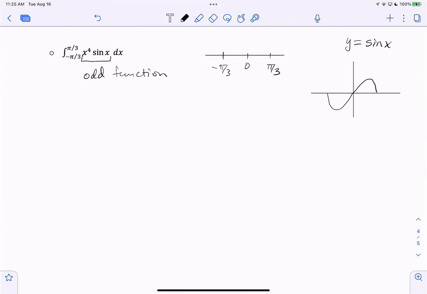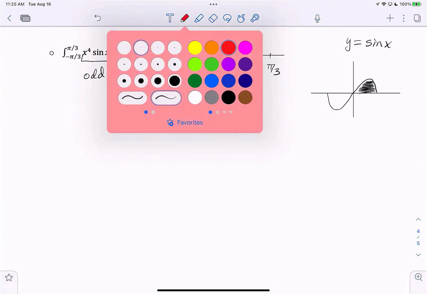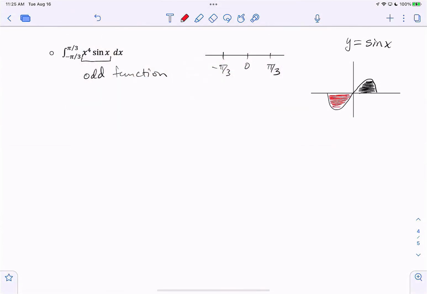then the amount that's above the x-axis on the right is the same in size as the amount that's below the x-axis on the left of the y-axis. In particular, if we're looking at, say, pi over 3 and negative pi over 3, we can see that the positive region to the right of the y-axis is exactly offset by the negative region to the left of the y-axis. And if I take that negative value and add it to that positive value, I'm going to end up with a 0.